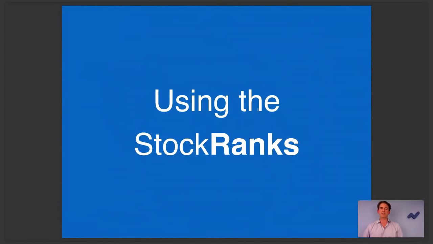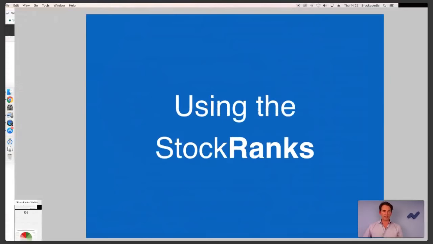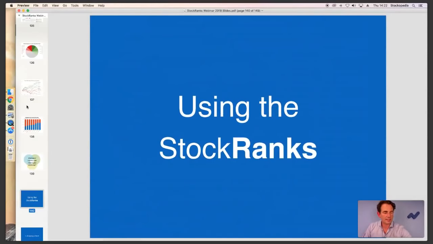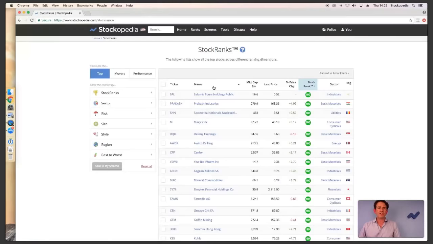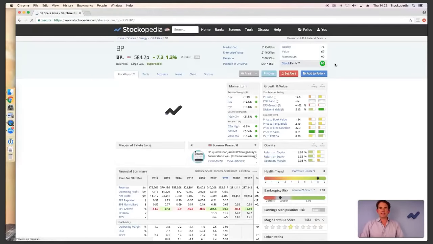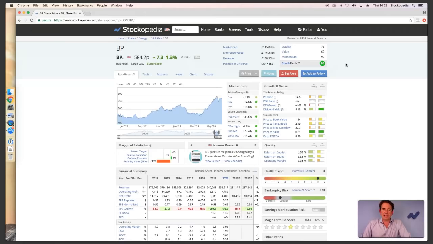We have been going a long time. I did say this was going to be very, very in-depth. I'm going to show you how to use the stock ranks on the site now. So if anybody is still with me, we're going to spend about 20 minutes going through some of the features. First of all, let's go and look at a share. I'll just bring up BP as an example. Here it is. And hopefully my internet connection is good.